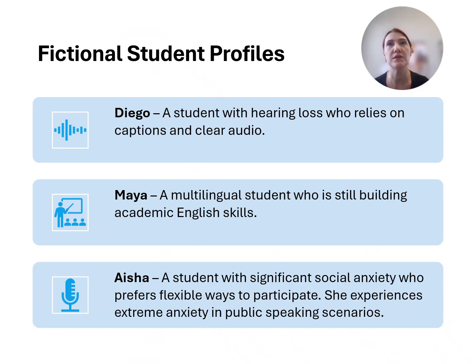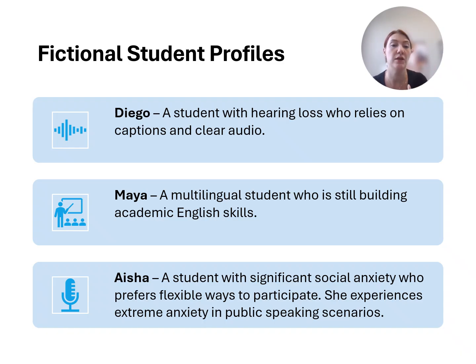I think one of the best ways to get started with universal design for instruction is to really root it in something concrete and to think about the circumstances that your students may face. And so I've included 3 fictional student profiles on this slide. What I think is important to note is that these students are not real students at our university. However, they do represent the kinds of barriers that our real students face.